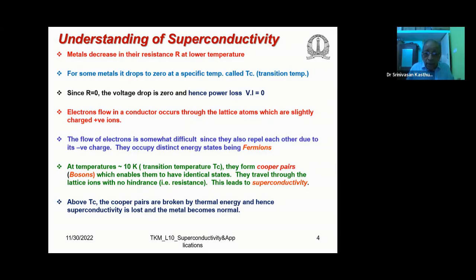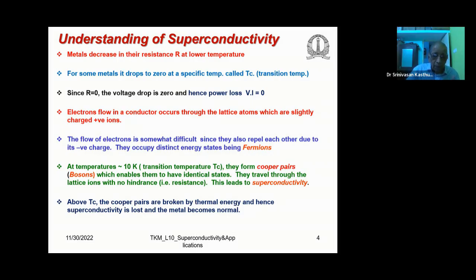What happens at higher temperatures then? As you raise the temperature above this Tc, the Cooper pairs are broken because of the thermal energy, and therefore the superconductivity is lost and the metal becomes normal. So please understand, when the electrons are individual, they are fermions. When the electrons are together, they form the Cooper pairs, right?